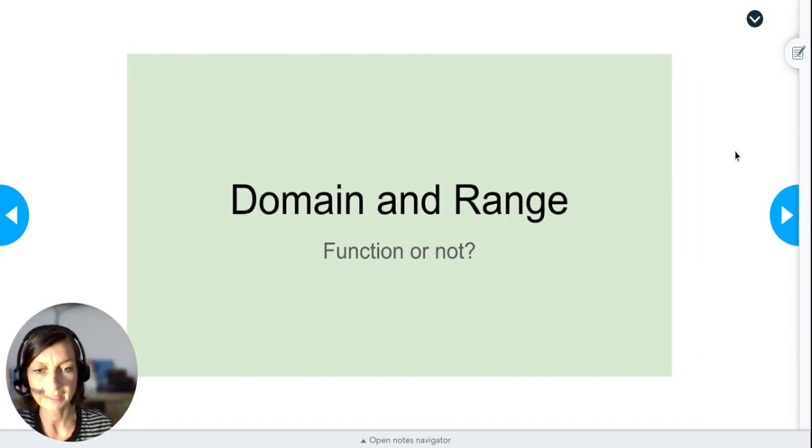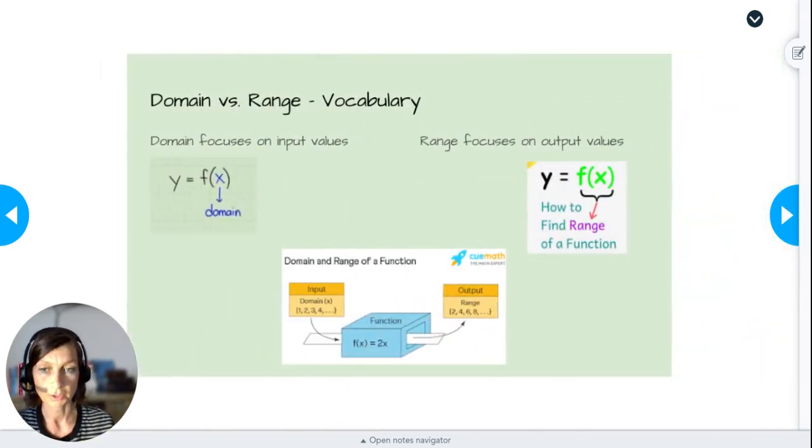Today, we'll be deciding function or not, and what is the domain and what is the range of a given relation or function. So you'll be working on the Nearpod. All of it is posted there for you. Make sure you can locate it and you will do your own.